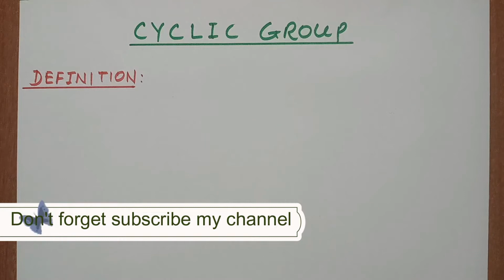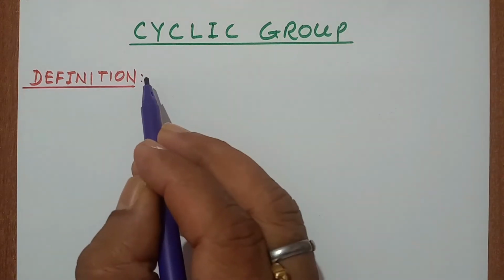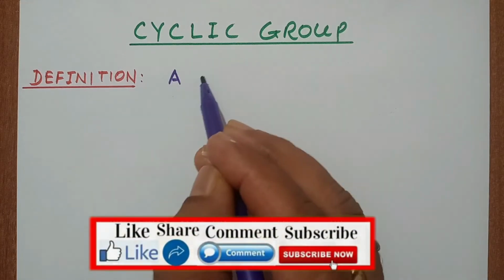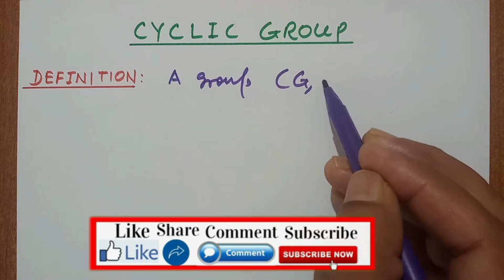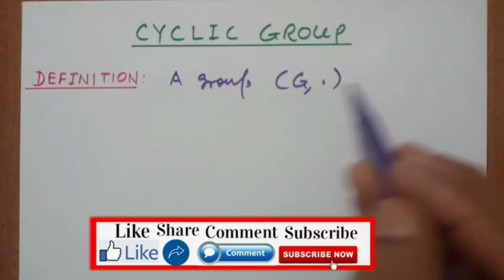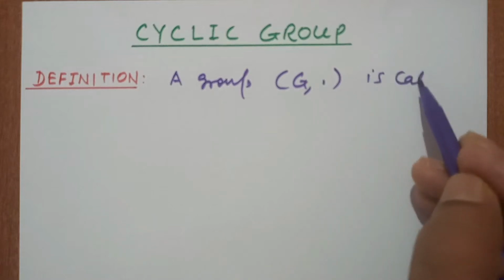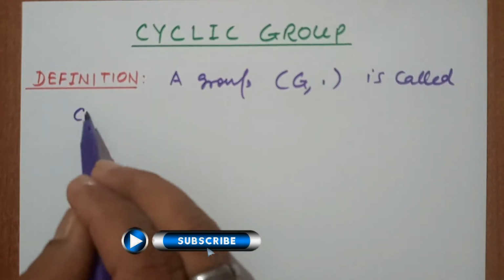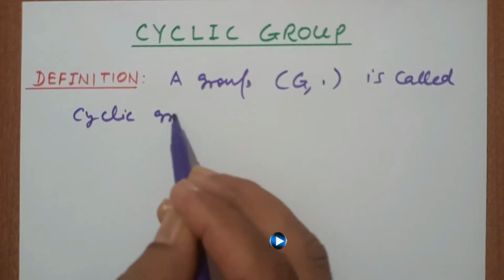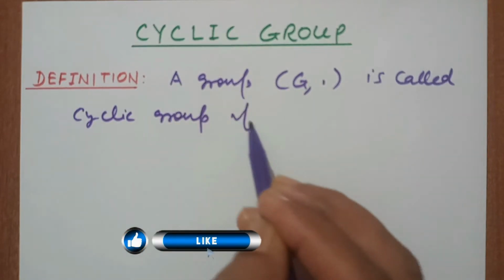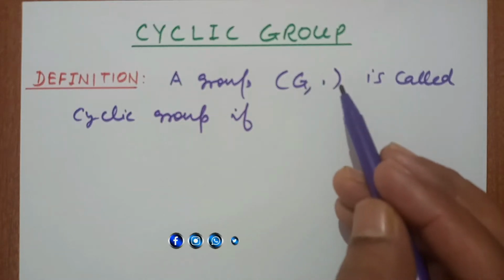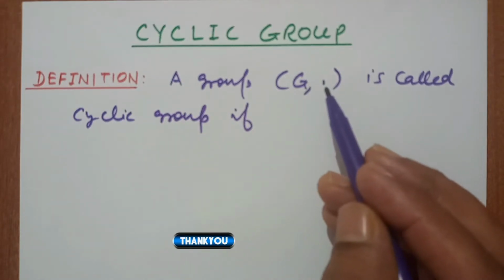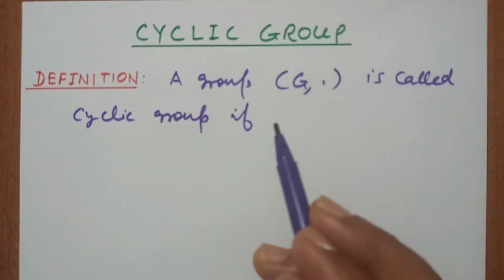Cyclic group. So what is a cyclic group? The definition of a cyclic group is a group G with respect to multiplication, meaning (G, ·), is called a cyclic group if each element of G can be written as some integer power of elements of G.